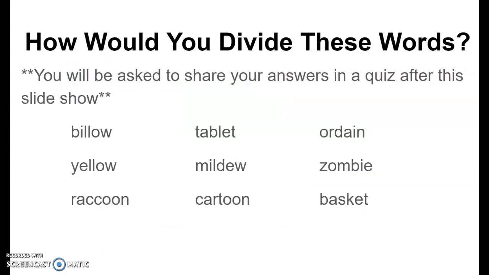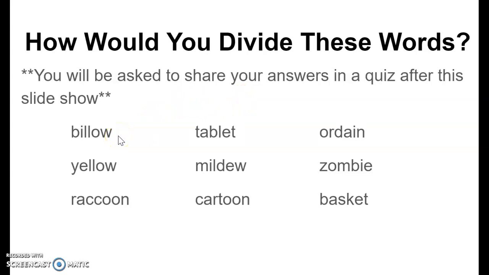So I'm going to talk about this slide here, but then you're going to submit your answers in a quiz. So it's how would you divide these words? So you're going to be asked to share your answers in a quiz right after the slideshow. Okay, so we have these words.